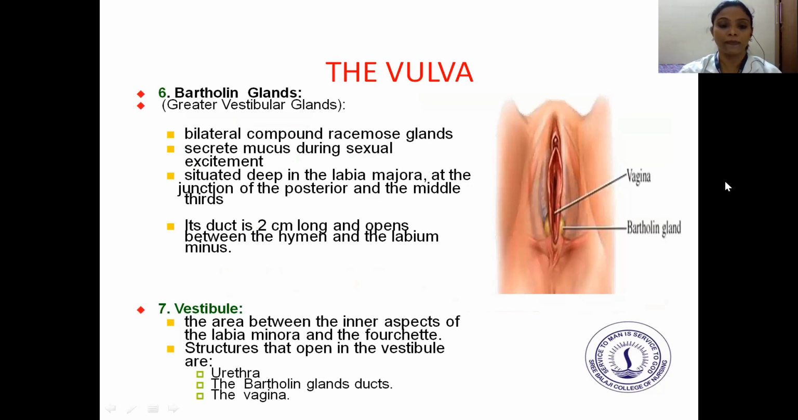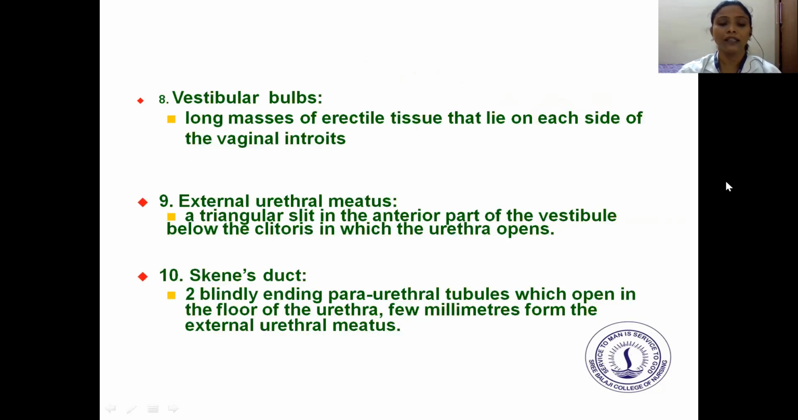Next is the vestibule. The vestibule is the area between the inner folds of the labia minora, and the structures that open into the vestibule are the urethra, the Bartholin glands, and the vagina. Next are the vestibular bulbs. They are elongated masses of erectile tissue that lie on either side of the vaginal introitus. Next is the external urethral meatus. It is a triangular slit in the anterior part of the vestibule below the clitoris in which the urethra opens.